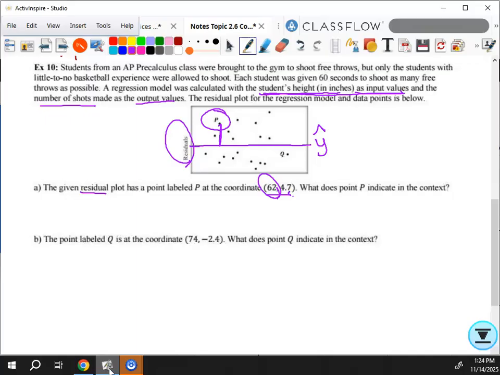It's how far off it was, right? Exactly. It's the residual. It's the actual minus the predicted. So it's how much it underestimated it. Does that make sense to you? This right here, this distance, this is 4.7. Okay.